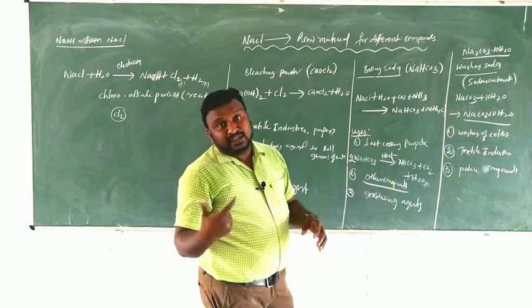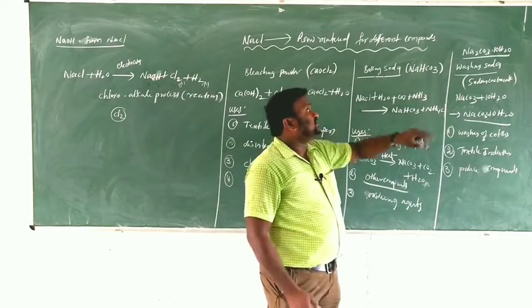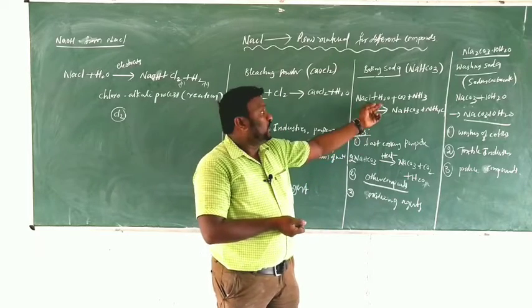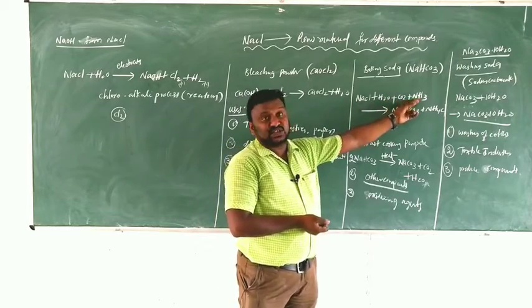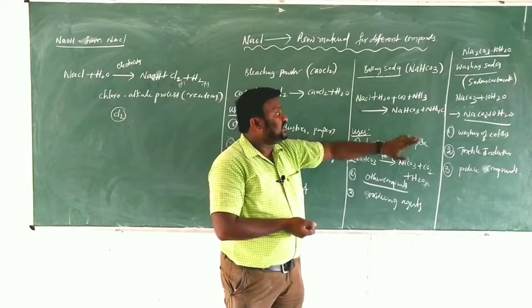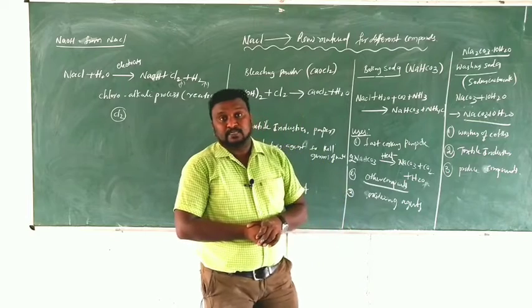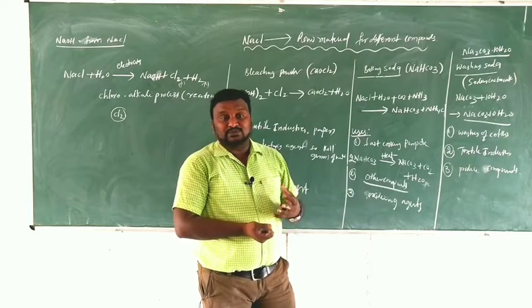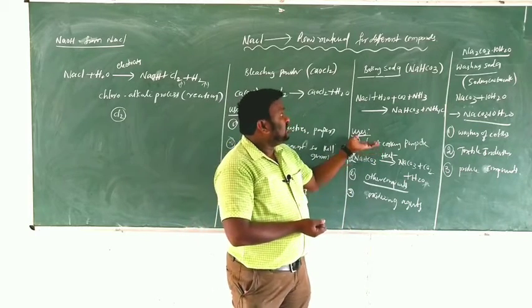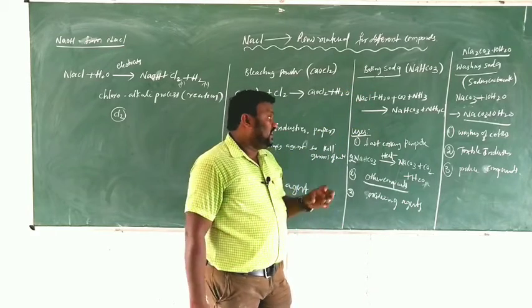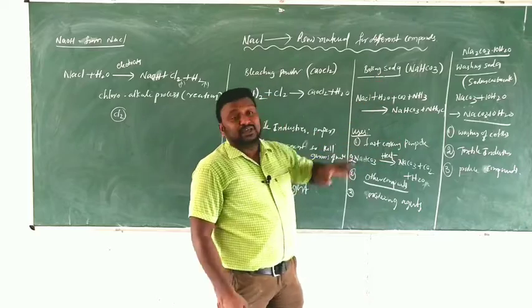What is meant by baking soda? Sodium hydrogen carbonate. How do we get it? NaCl combines with water, CO2 and NH3, and what do you get? NaHCO3 plus NH4Cl. Here you may observe that we use baking soda for cooking, for fast cooking purposes.